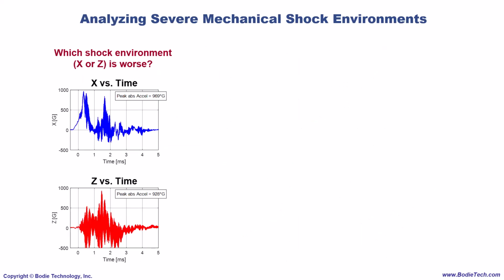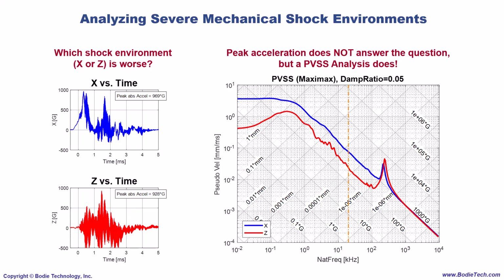A common misunderstanding in shock data is that many people want to judge the shock severity by the peak acceleration recorded. Here are two highly transient, frequency-rich shock signals. Both have fairly similar peak acceleration values. This peak acceleration assessment does not tell you which environment is the most severe, but a pseudo-velocity shock spectrum analysis does. In this example, a PVSS assessment clearly shows that over a very broad range of payload natural frequencies, the X environment will clearly be worse than the Z environment.